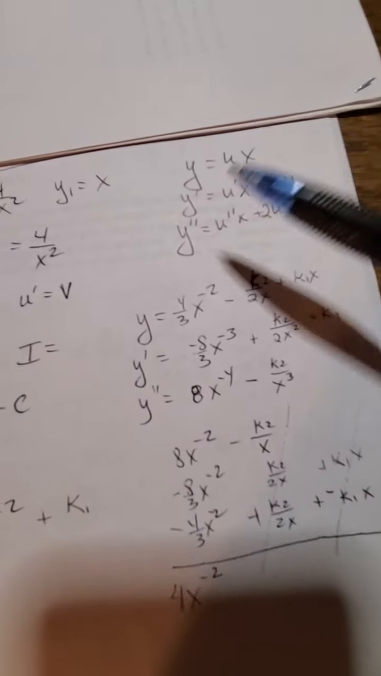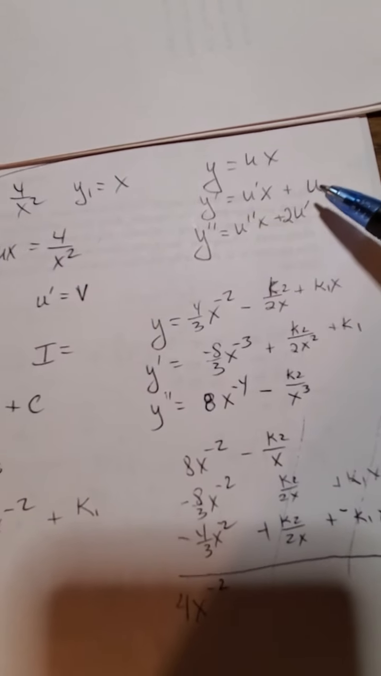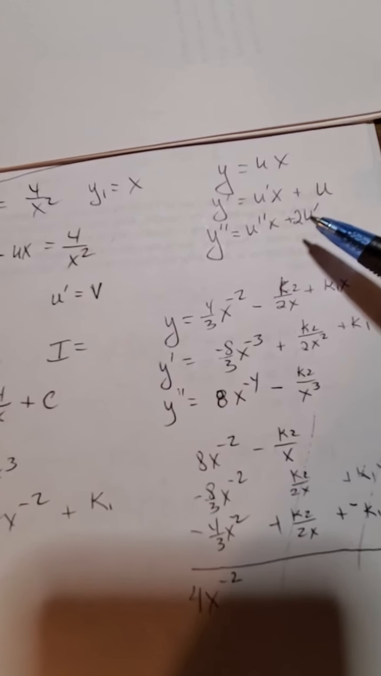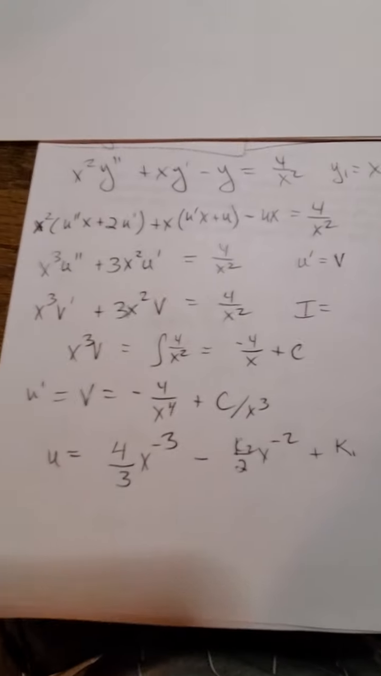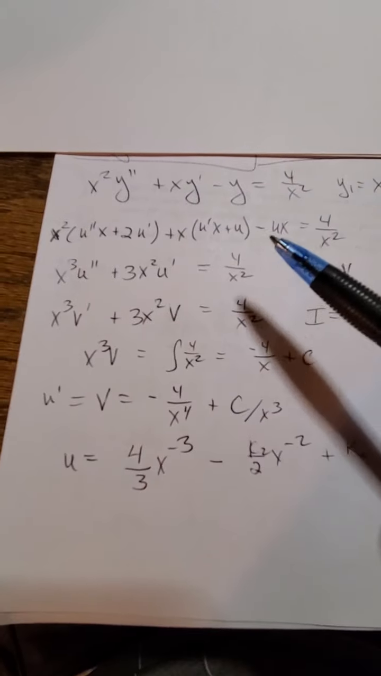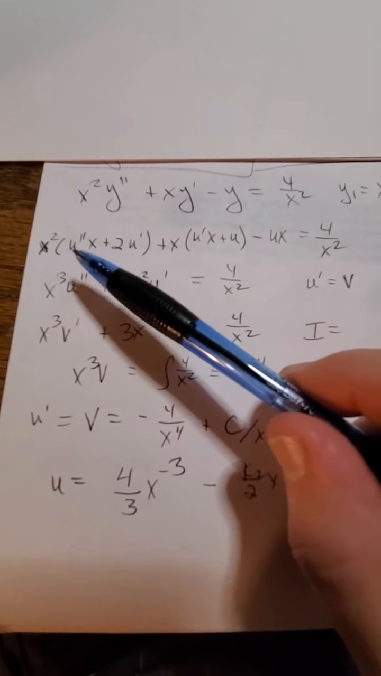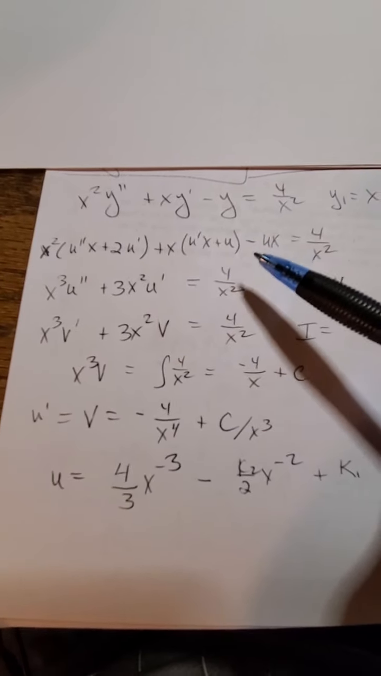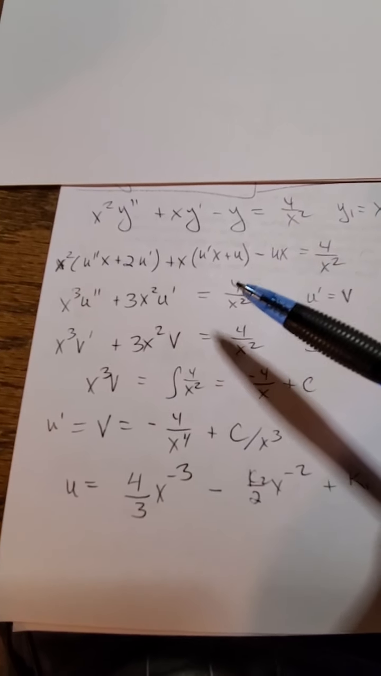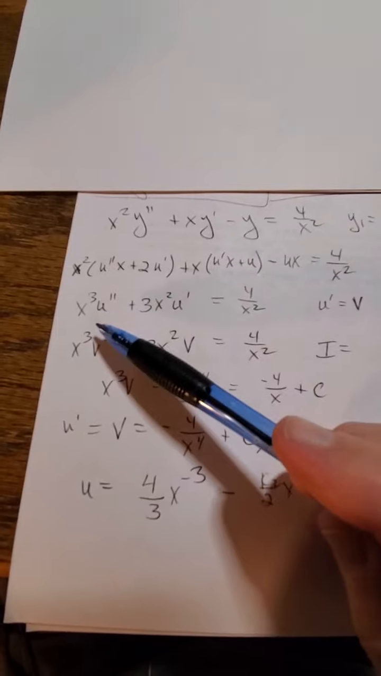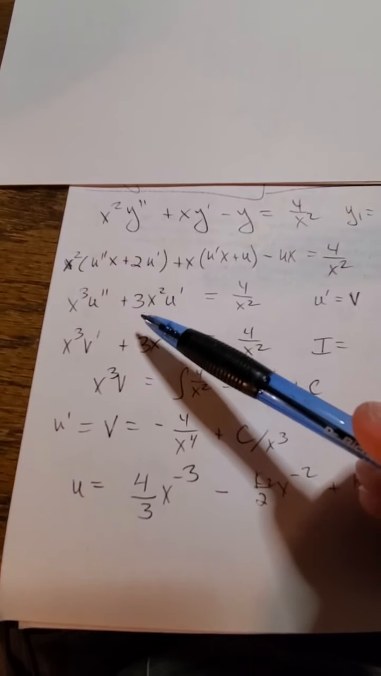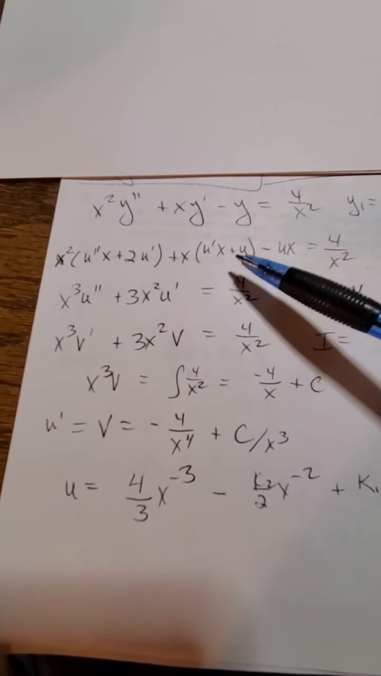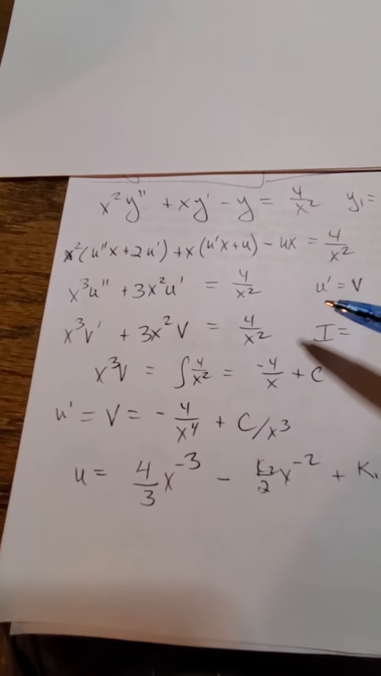y prime is equal to u prime x plus u, and y double prime is equal to u double prime x plus 2u prime. Now I'm going to take these and stick them back into the original equation, and I get x squared times y double prime, plus x times y prime, minus y. And when you crunch this all out, you wind up getting x cubed u double prime plus 3x squared u prime equals 4 over x squared. Notice that the ux minus ux cancels.